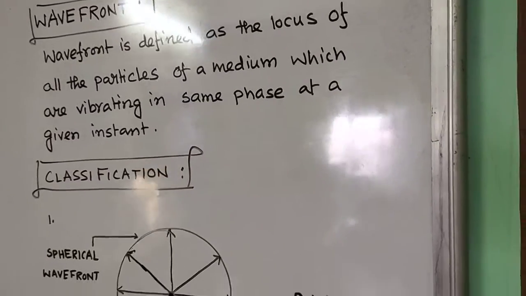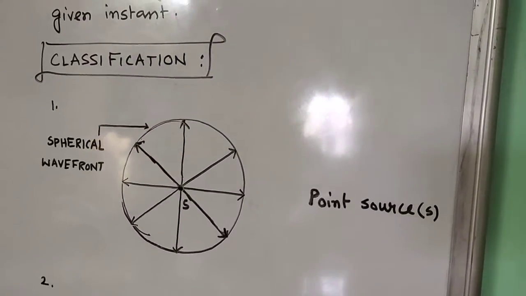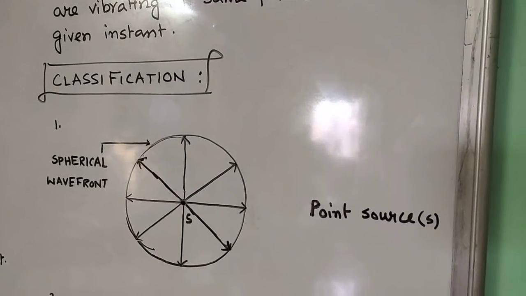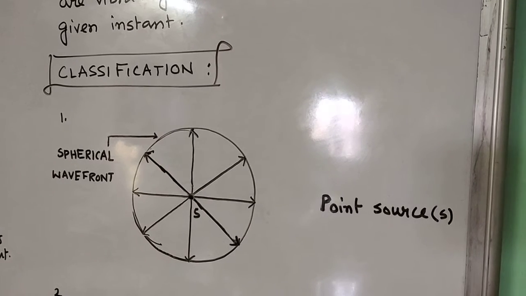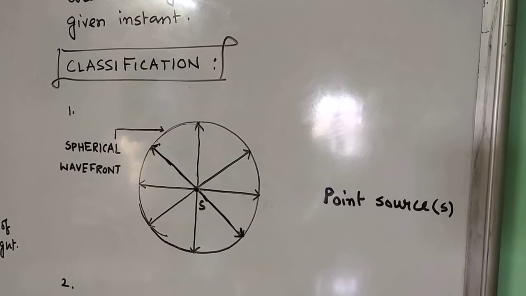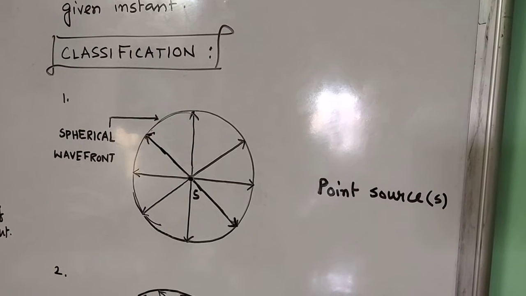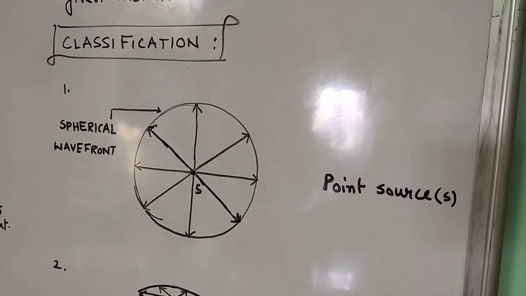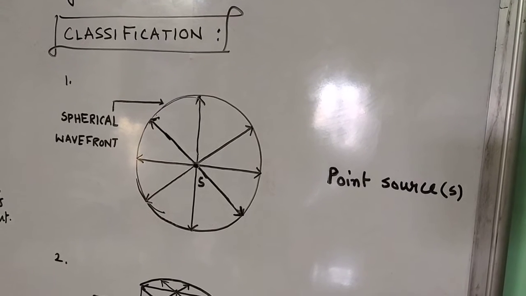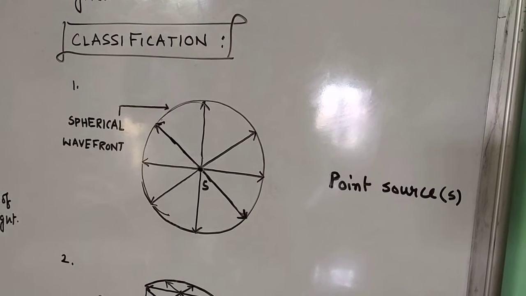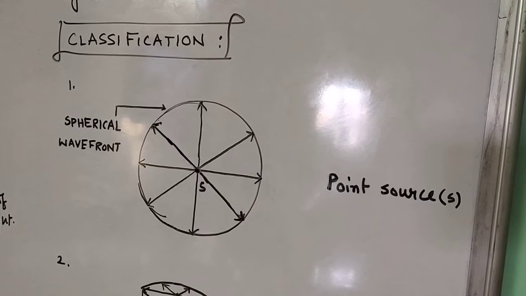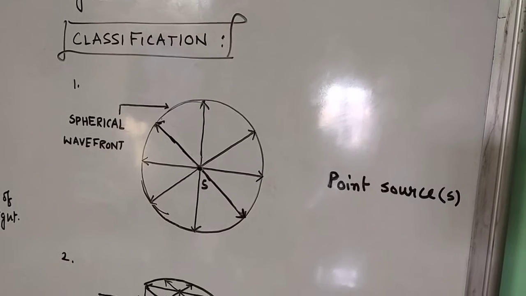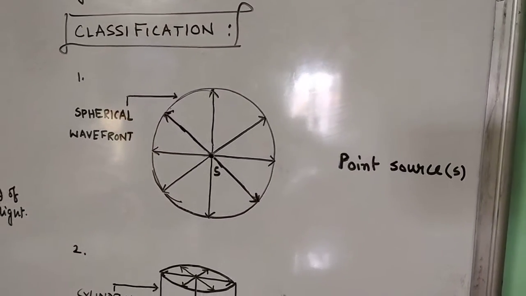Now classification. Based on the nature of the source, wavefronts can be classified. If we consider a point source, as a point source has spherical symmetry, we will get a spherical wavefront. These arrows are nothing but the rays which come out from the source and disturb the particles at a particular instant, and the particles vibrating in the same phase at that instant can be defined as the wavefront. So for a point source we will get a spherical wavefront.